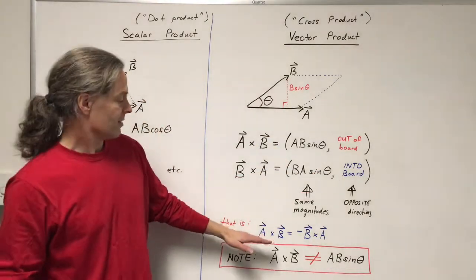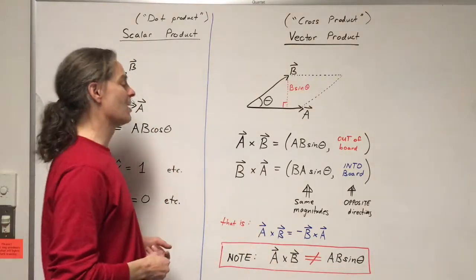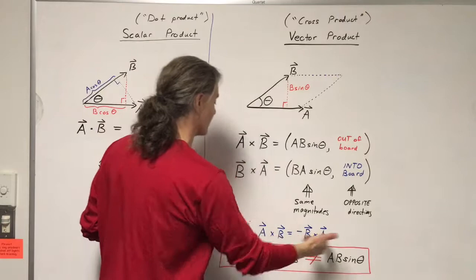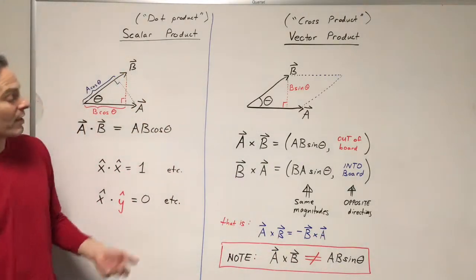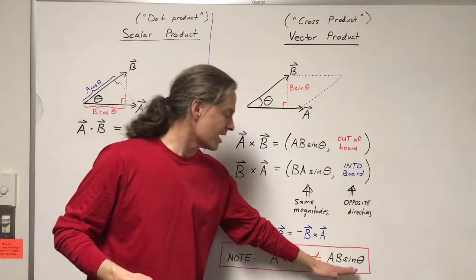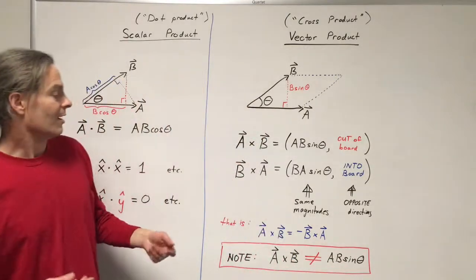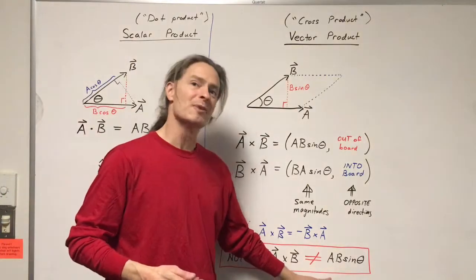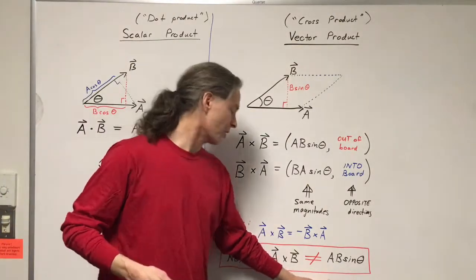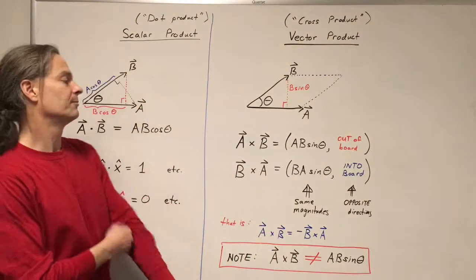So A cross B and B cross A have the same magnitudes, but they have opposite directions, hence they're related this way. Finally, again, I want to emphasize that A cross B is not equal to AB sine theta. Please don't ever write this. You might say it's sloppy, but it's not sloppy, it's actually just wrong. A magnitude can't be equal to a vector.